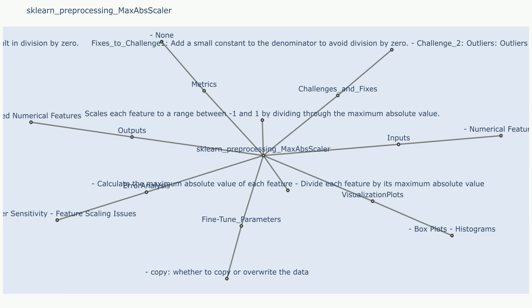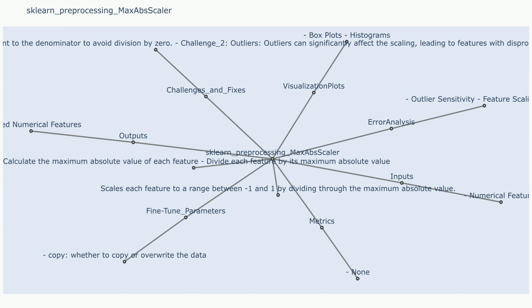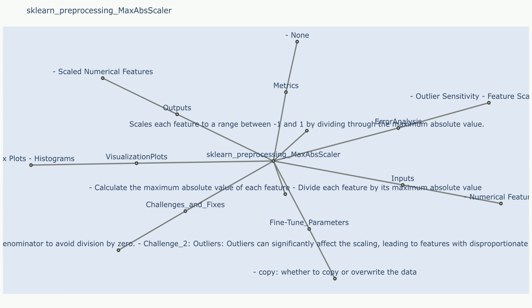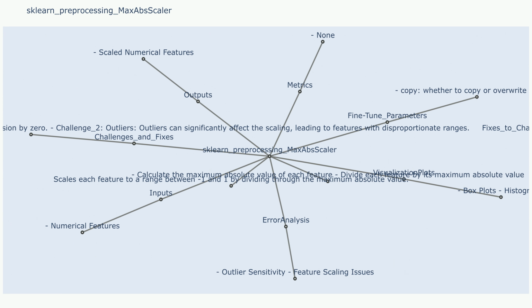Visualization plots. Box plots. A box plot visualization can be used to compare the distribution of features before and after scaling, highlighting the impact of the transformation. Scatterplots. Scatterplots can be used to visually assess the relationships between features before and after scaling, helping identify potential changes in correlation patterns. Fine-tune parameters.